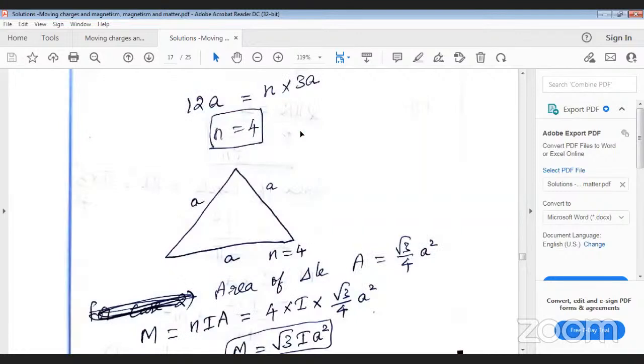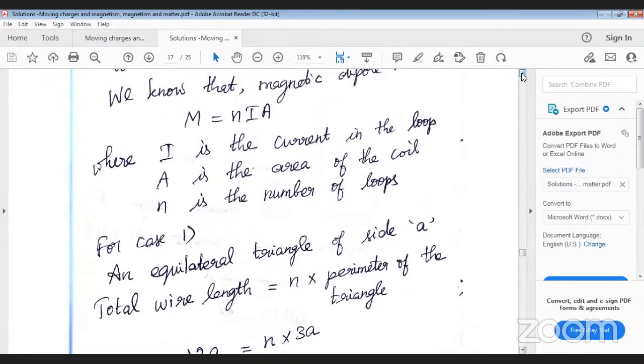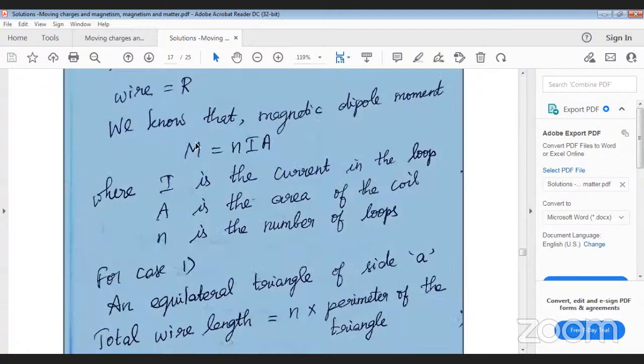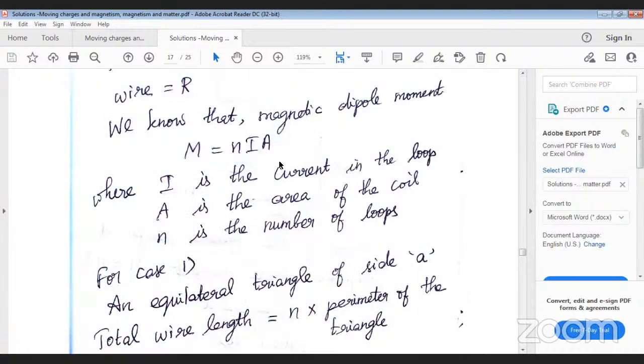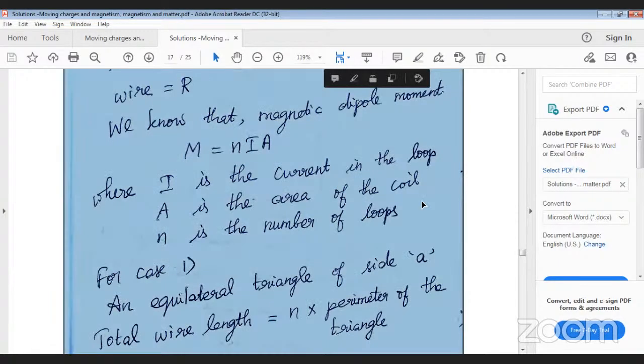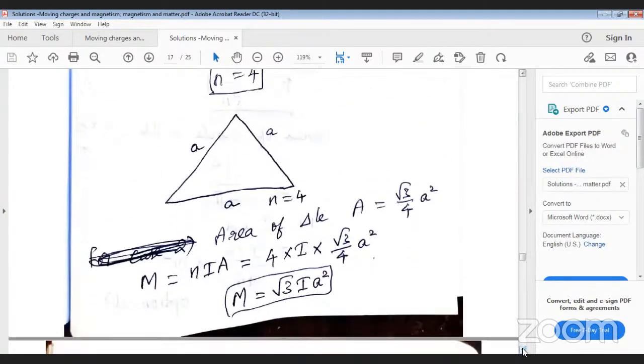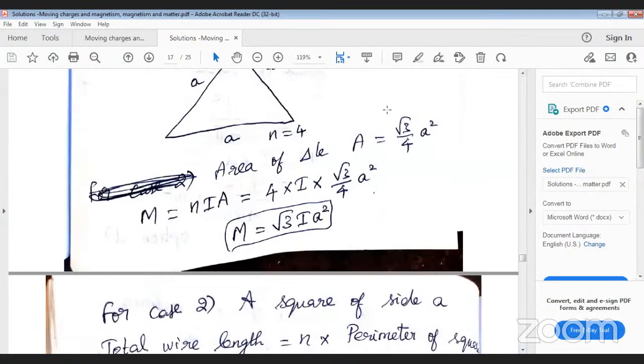equal to 4. So in the formula for magnetic dipole moment, we have to find out the area. Okay, because here you have area. So the formula for magnetic dipole moment is M equal to NIA. So for that we need to calculate the area of this equilateral triangle. So the formula is root 3 by 4 a square.